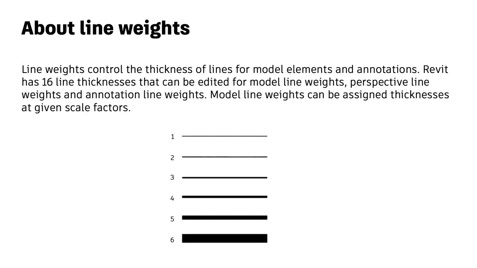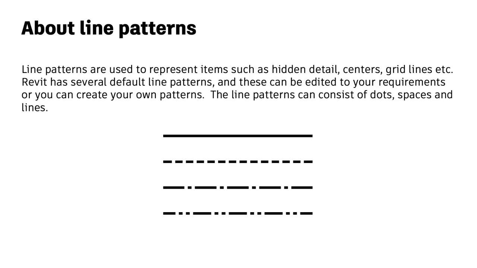Line weights control the thickness of lines for model elements and annotations. Revit has 16 line thicknesses that can be used for model line weights, perspective line weights, and annotation line weights. Model line weights can be assigned a thickness at given scale factors. For example, line weight 2 may appear thicker for 1 inch equals 1 foot than for 1/8 of an inch equals 1 foot. Line patterns are used to represent items such as hidden detail, centers, and grid lines.